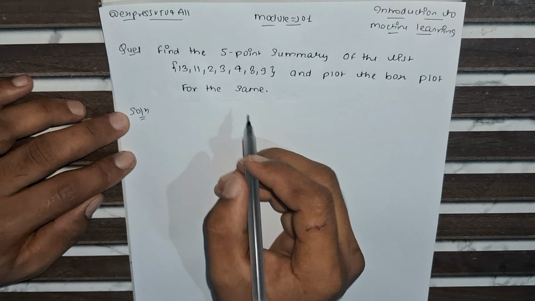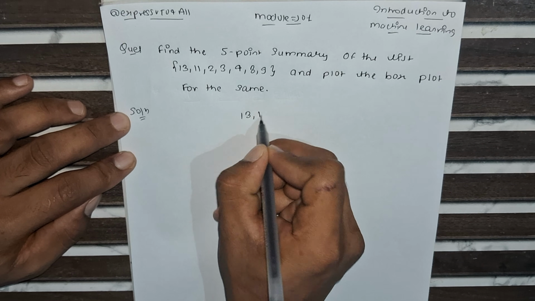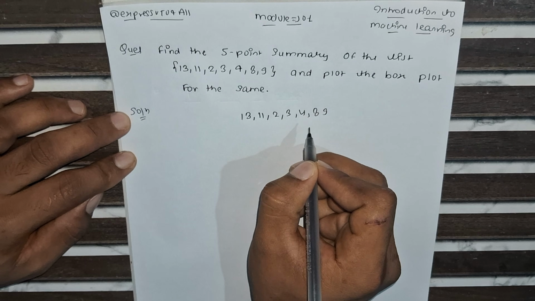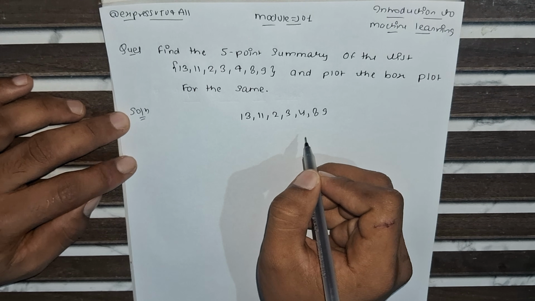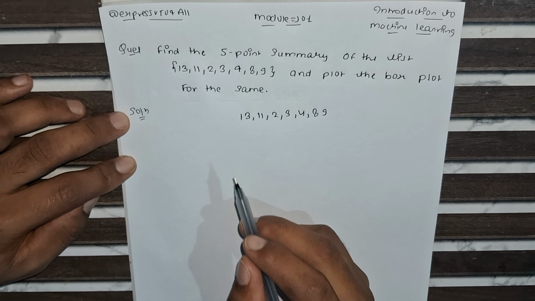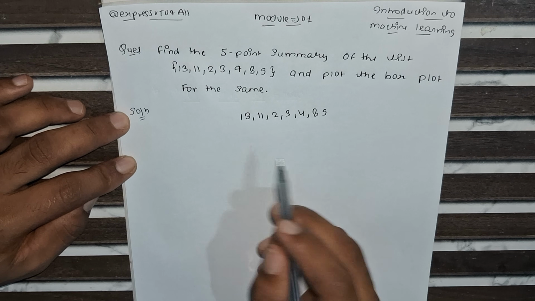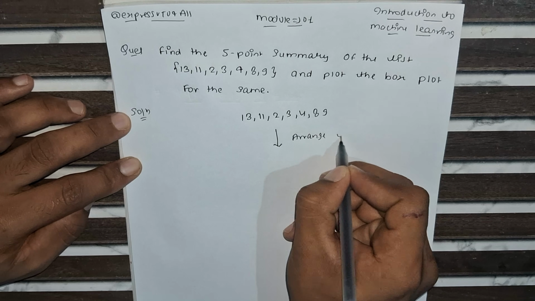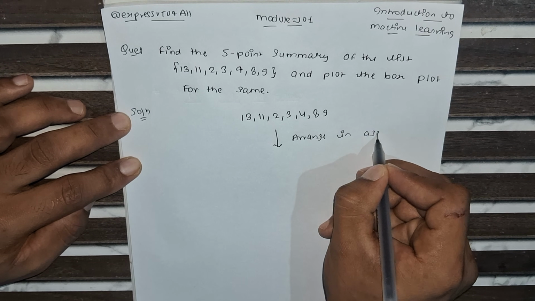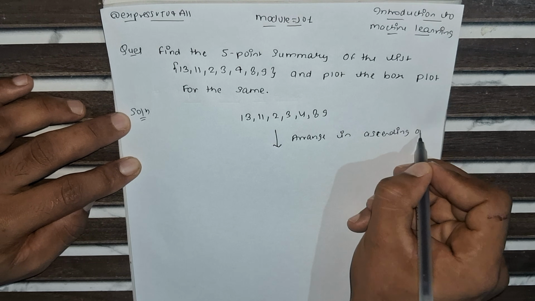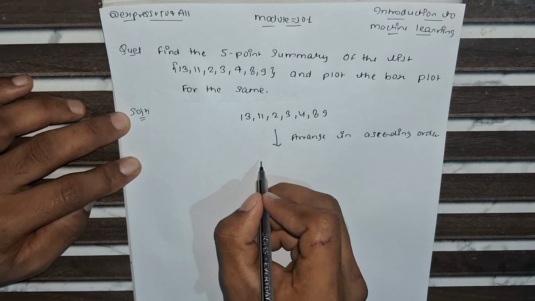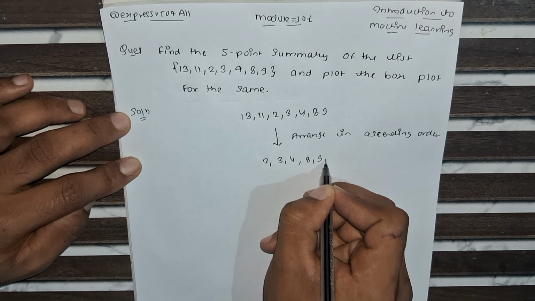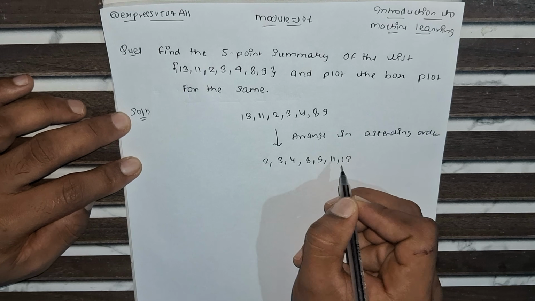What is the list which is given here, which is 13, 11, 2, 3, 4, 8 and 9. So this is the list which is given here. Now what is our first step? Our first step is arrange the list in ascending order, which is 2, 3, 4, 8, 9, 11, 13.